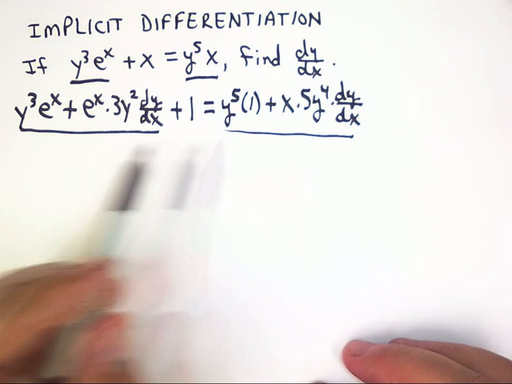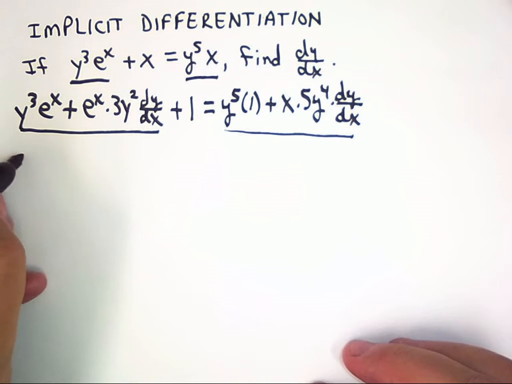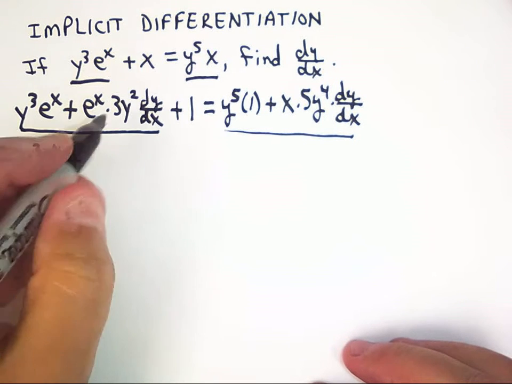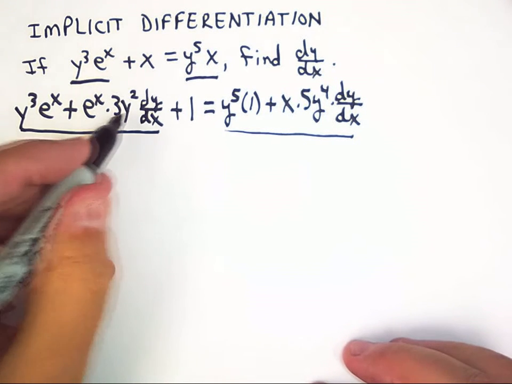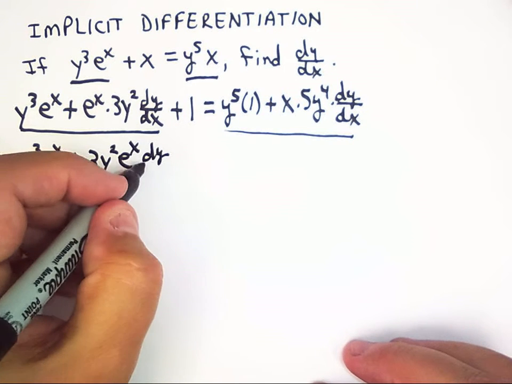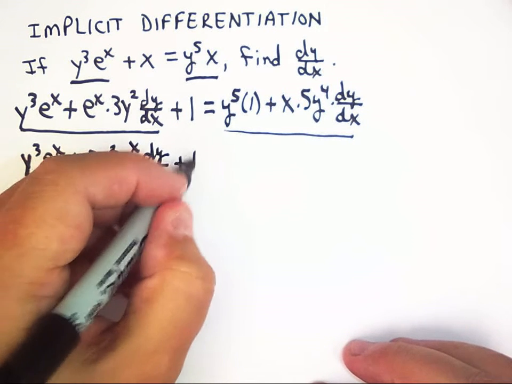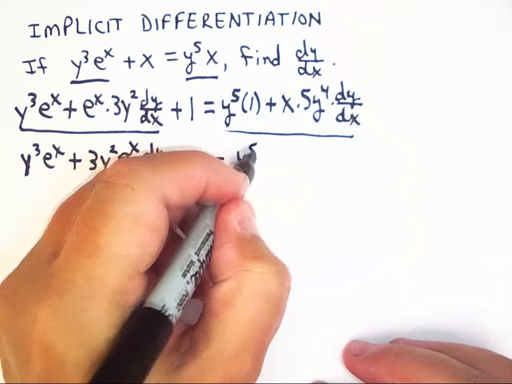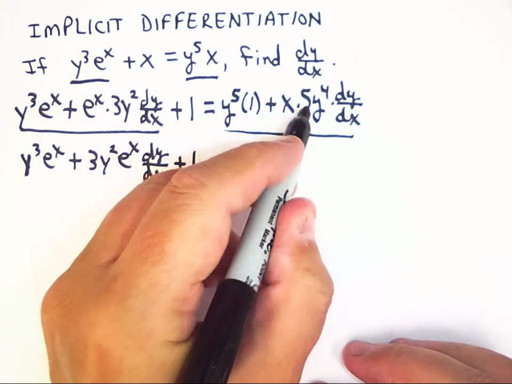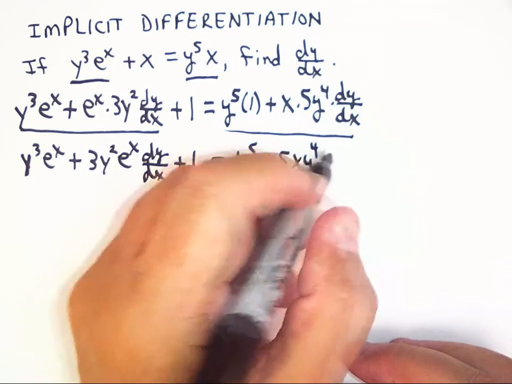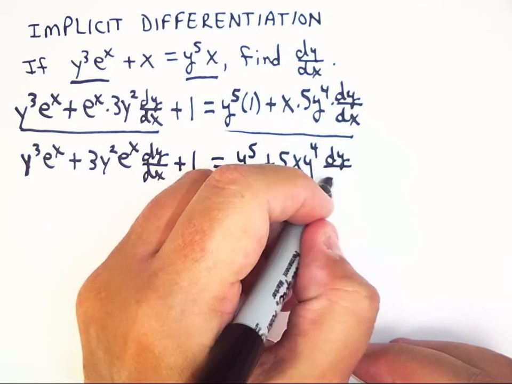Now we want to simplify this and make it look a little better, so let's just take a minute and do that. We get y cubed e to the x plus 3y squared e to the x dy over dx plus 1 is equal to y to the fifth times 1 is just y to the fifth plus 5x y to the fourth times dy over dx.